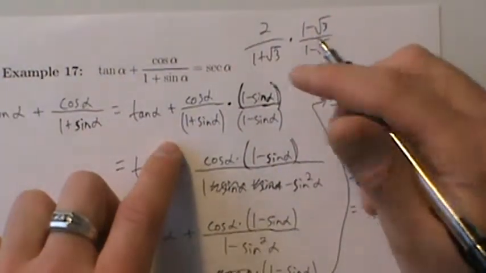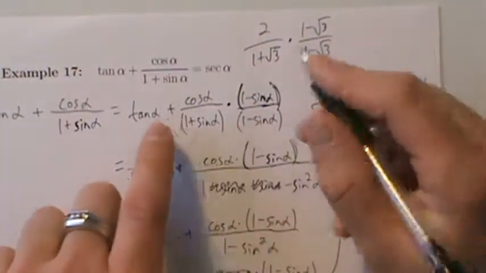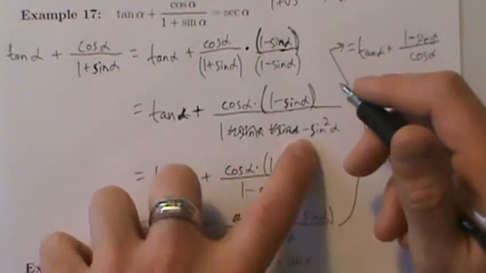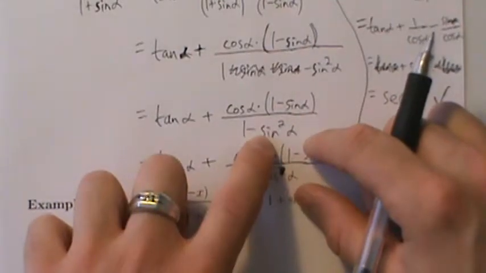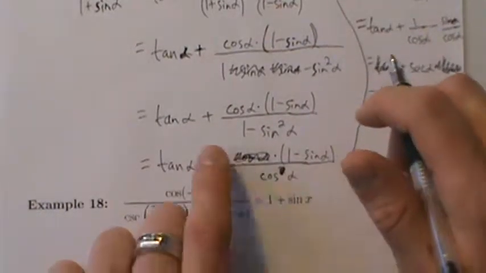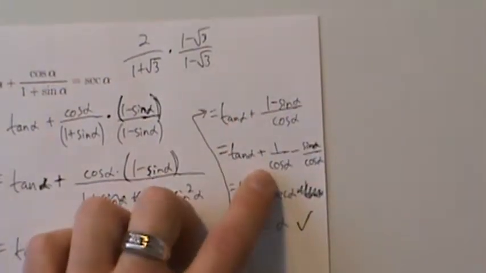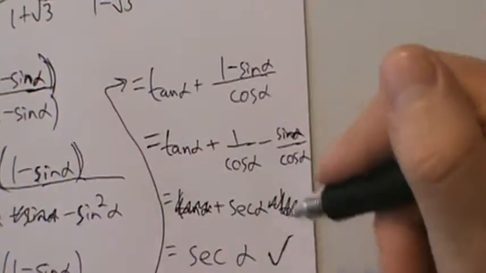But anyway, we have this here multiplied by 1 minus sine of alpha over 1 minus sine of alpha. FOIL on the bottom, and you end up with 1 minus sine squared. Leave the top factored. Use the Pythagorean identity. 1 minus sine squared of alpha is cosine squared of alpha. Cancel the cosines. And then from here, there were a couple different ways to go. So the way we went was we split this up into two fractions and simplified from there.